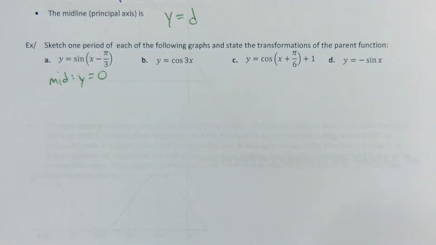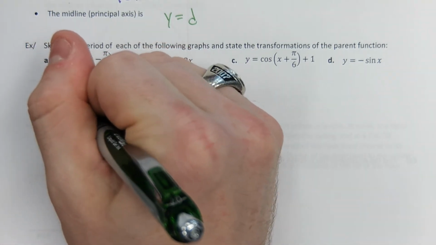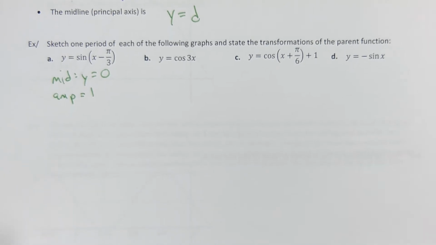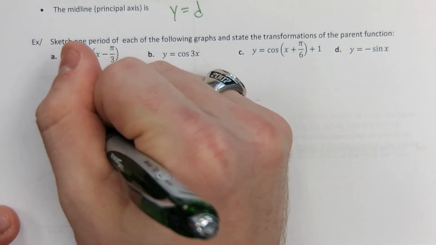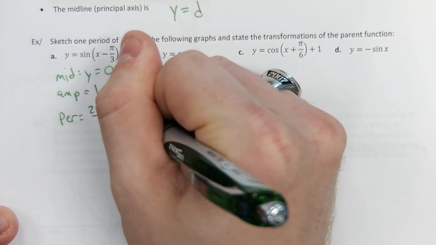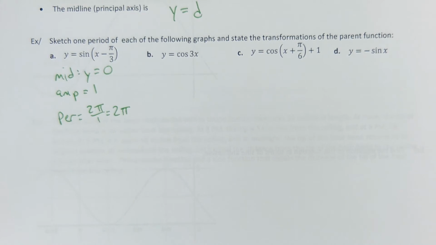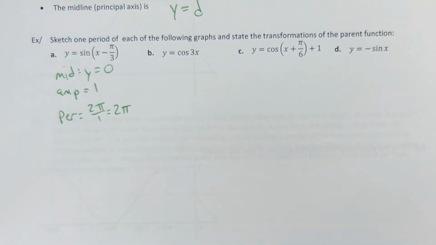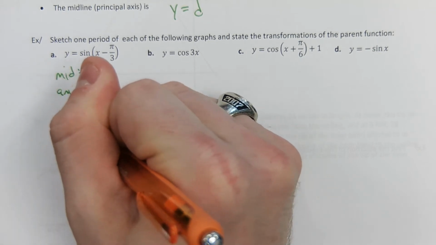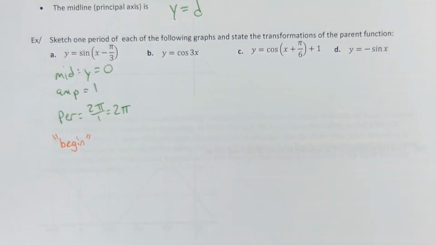My amplitude is 1 because the number in front of the sine function is missing. So clearly it's 1. There is no number sitting in front of my x. That means my period length is exactly what it should have been, 2 pi. So all right, 2 pi over b is 2 pi over 1, which is 2 pi. And then lastly, where do we want to begin?